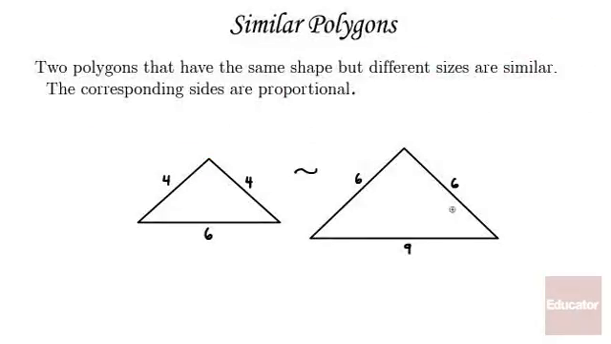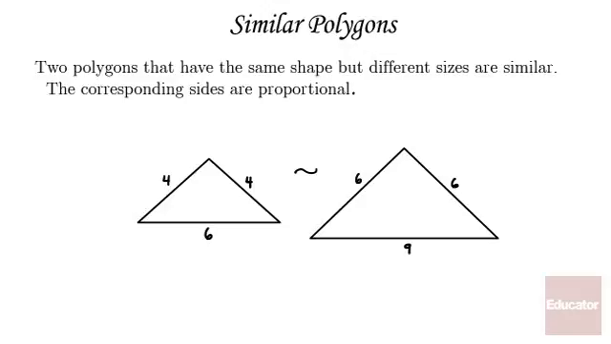Okay, so polygons, we know, is some kind of shape. If you have a triangle, triangles are polygons, squares, rectangles. Those are all considered polygons. Now, similar polygons means you have two polygons with the same shape. They have to look exactly the same, but they're just different sizes. So one's going to be smaller or bigger than the other one, but they have to have the same exact shape.